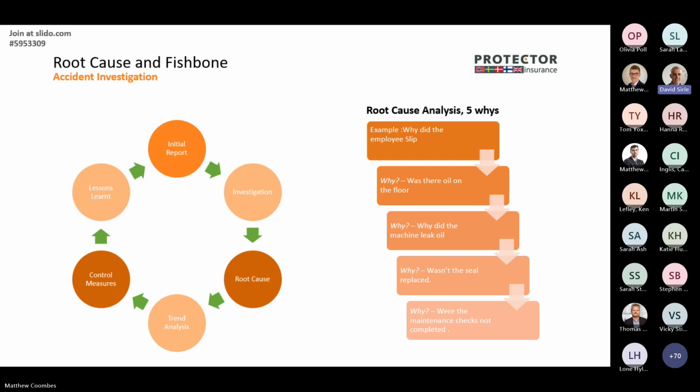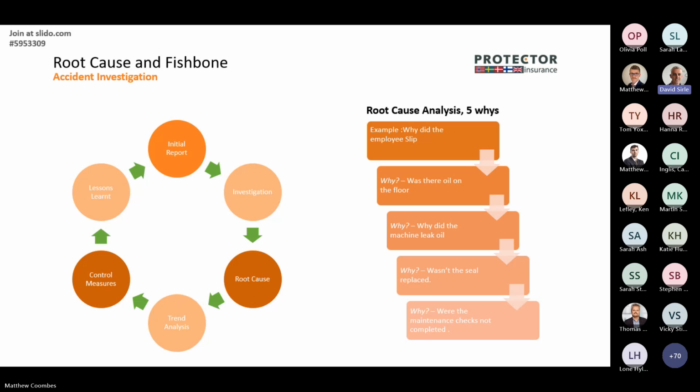With regards to your controls, then, based on the information that you've gathered, you can then implement your proactive control measures to prevent similar accidents from happening again. These can include engineering controls, like maybe you need to install non-slip flooring in problem areas. Maybe it can be admin controls, like establishing a formal PPM schedule to prevent oil leaks from machinery, or increasing the frequency of your housekeeping inspections.